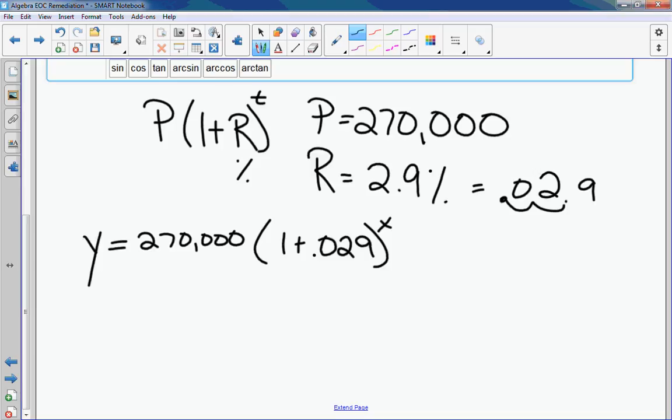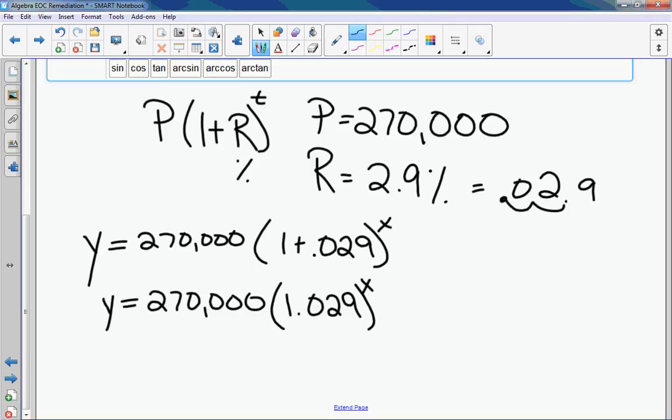Now, the only thing you can simplify in this equation is what's inside the parentheses. You cannot distribute the x inside these parentheses because of the plus sign. So my final answer would be 270,000 times 1.029 to the x power.